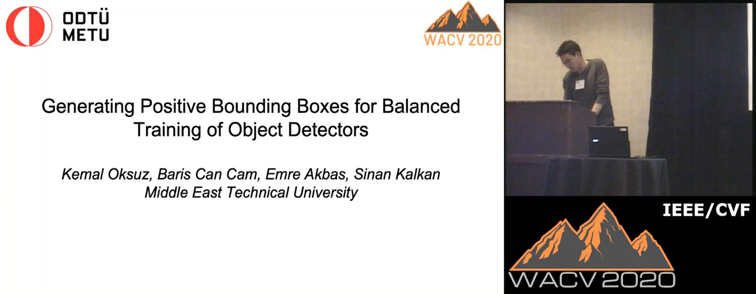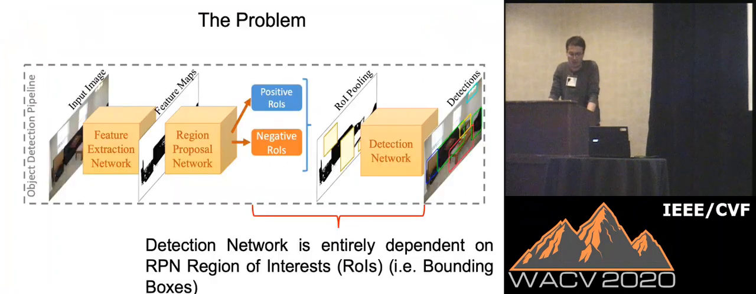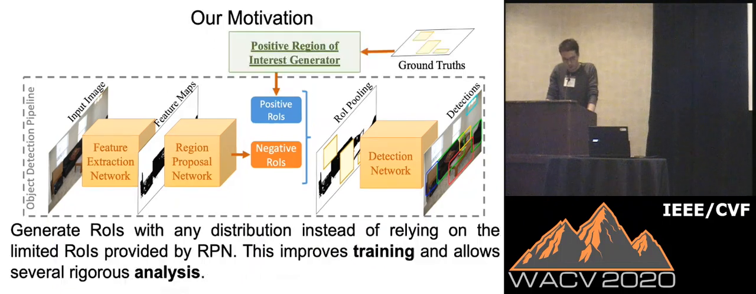Hello everyone, my name is Barış, and I will present our work on generating positive bounding boxes for balanced training of object detection. Here we see the conventional training pipeline of a two-stage object detector. After the region proposal network generates regions of interest, that is basically bounding boxes for positive object locations, the detection network is trained on these proposals.